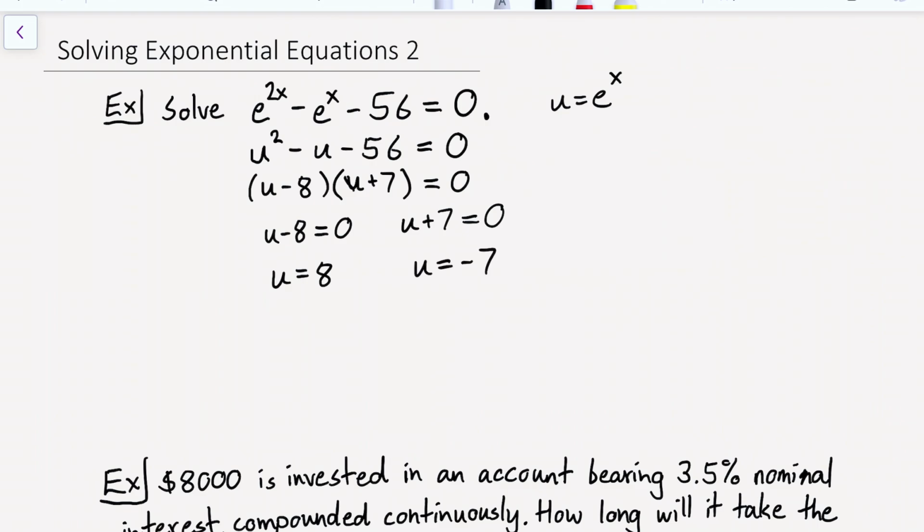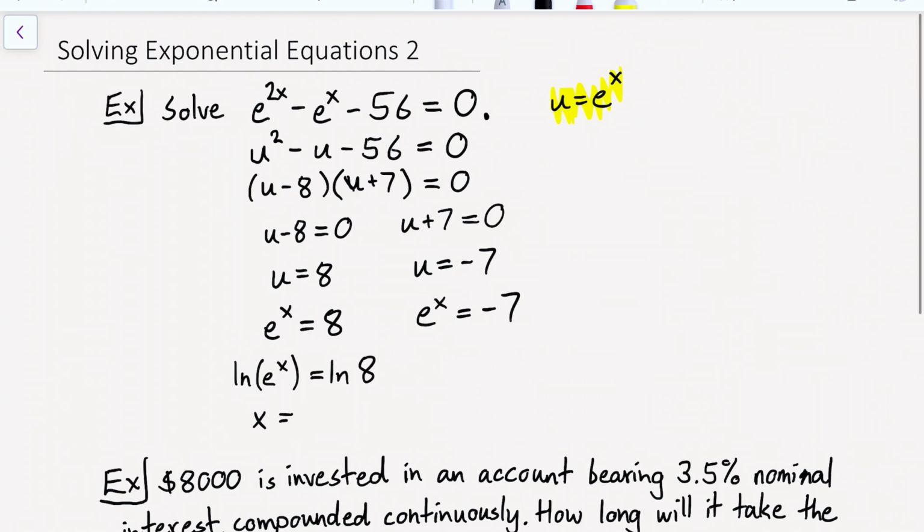Now let's go back to our substitution. We said that u is equal to e to the x. So instead of saying u equals 8 and u equals negative 7, why don't we say e to the x equals 8 and e to the x equals negative 7. To solve these for x, I can apply the natural log to both sides. Because it's an equality, I can take the natural log of both sides and the equality remains. This side is equivalent to x, so I get x equals natural log of 8. That's a solution to this equation.